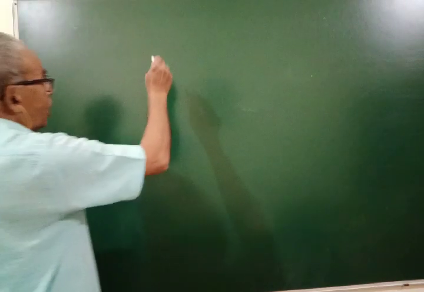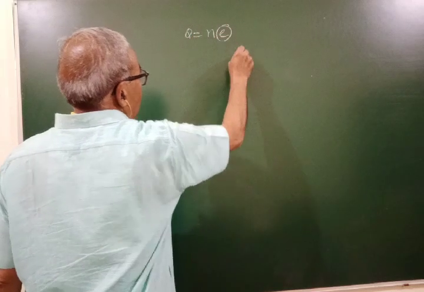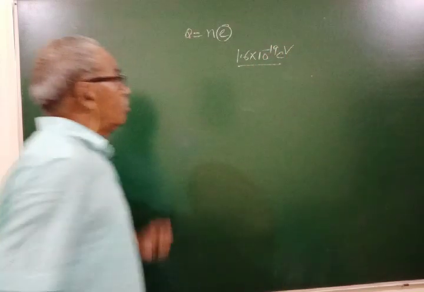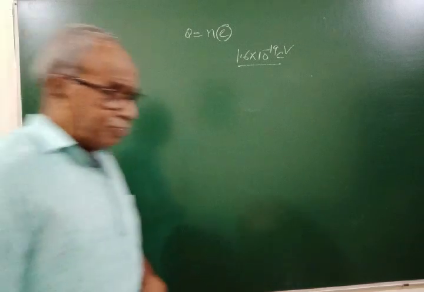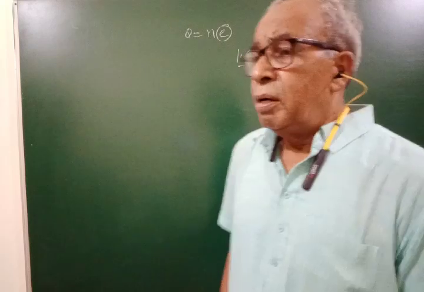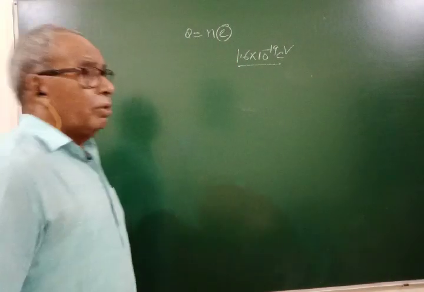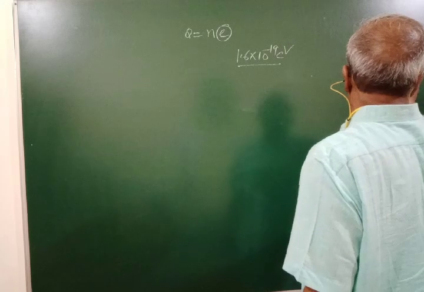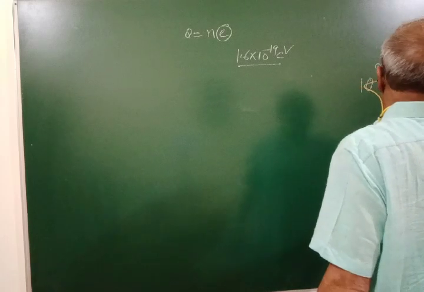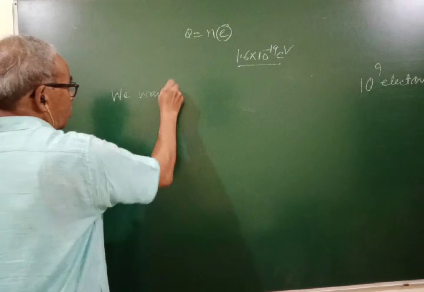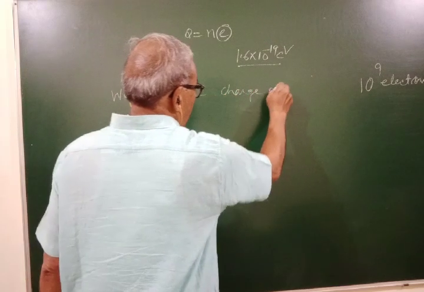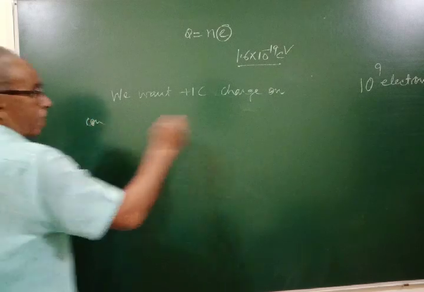Charge is quantized, Q equals N e, and I told you e is very small, 1.6 times 10 to the power minus 19 coulomb. We will discuss the unit of charge, coulomb, later on. In our book there is one question. If you want to give plus 1 coulomb charge to a conductor, and in doing so we are extracting 10 to the power 9 electrons per second, the question is that we want plus 1 coulomb charge on a conductor.